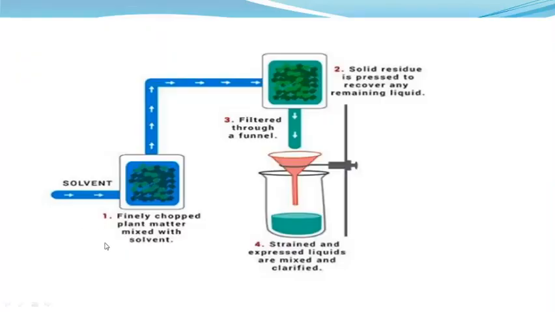This is the diagrammatic representation of maceration. Here you can see the solvent, and in this the finely chopped plant matter is mixed with the solvent. From here, this solid residue is pressed to recover any remaining liquid. Then it is filtered through a funnel, and finally strained and expressed liquids are mixed and clarified.